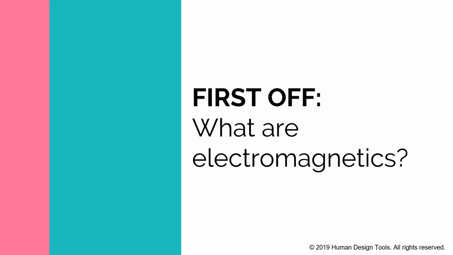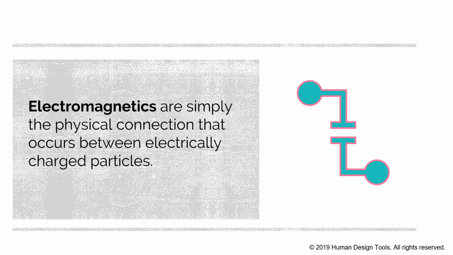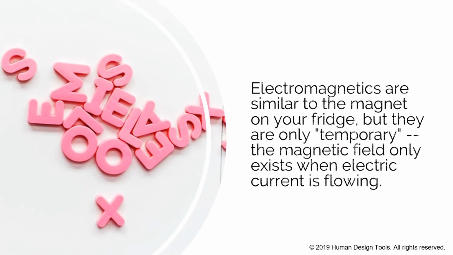First off, I just want to talk about electromagnetics and what they are. I'm not an expert at this, but what I know is they're simply the physical connection that occurs between electrically charged particles. Electromagnetics are similar to the magnets on your fridge, but they're only temporary. Your magnet on your fridge is always going to be attracted to your fridge, but the magnet in the electromagnetic field only exists when the electric current is flowing.